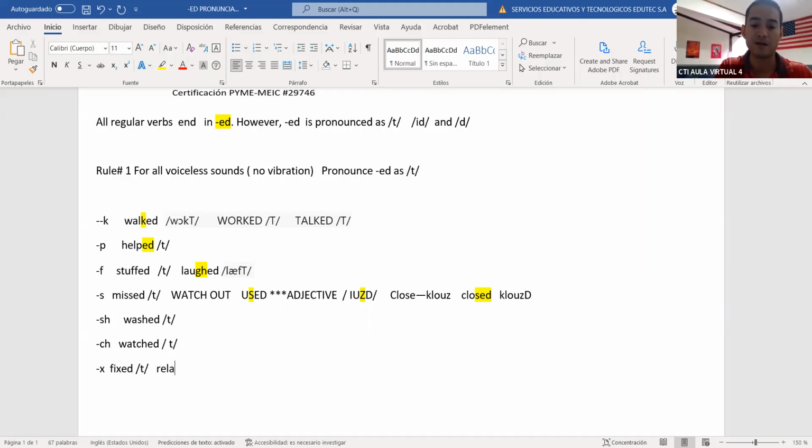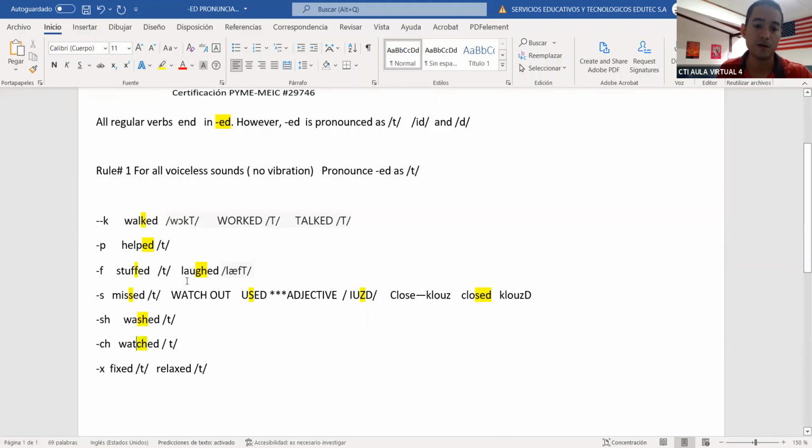Or imagine you have "relax" in the past, so you would say "relaxed." Important, people: what do you have to pay attention to? You have to pay attention to the ending or the sound which is before the -ed. So here I'm underlining all the sounds that you need to pay attention to.